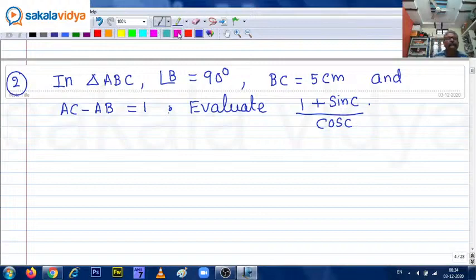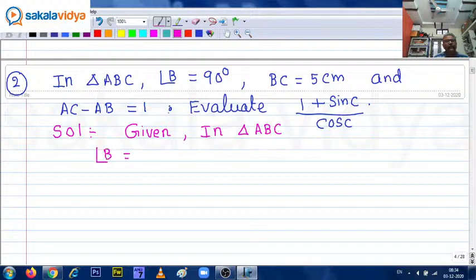See, solution. Given: in triangle ABC, angle B equals 90 degrees, BC is equal to 5 centimeters, AC minus AB equals 1.